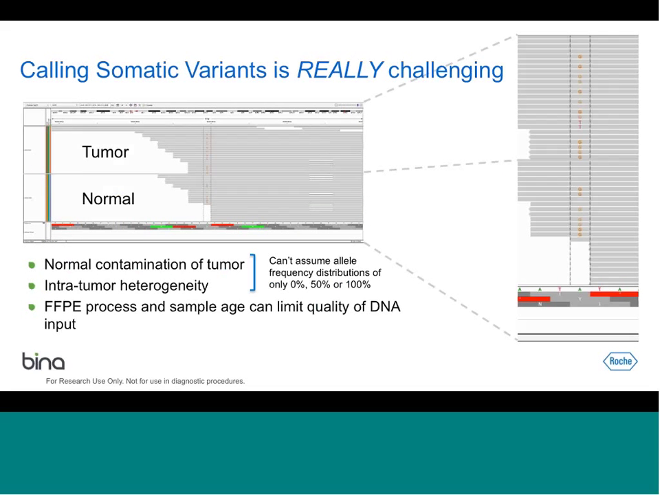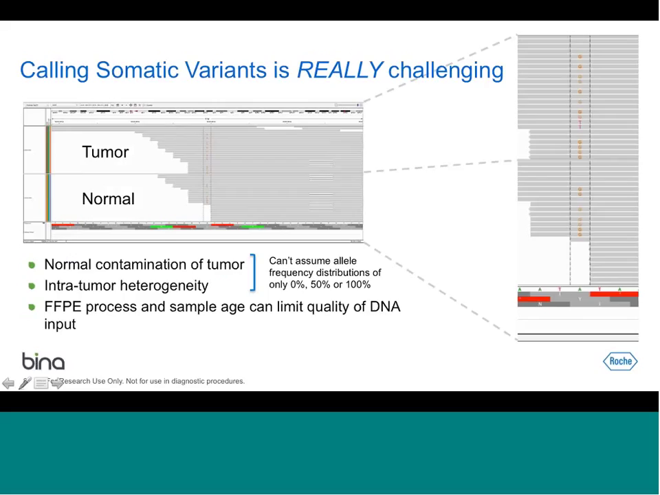So here's a screenshot of a potential tumor normal sample in IGV. And again, when you're calling somatic variants, germline variant calling is already challenging. Somatic variants is especially challenging because you can't assume an allele frequency distribution of 0%, 50%, or 100%. If your tumor tissue is contaminated with control, that's going to throw off the representation. And remember, again, within the tumor there will be heterogeneity. Some of the cells may carry the mutation and some not.